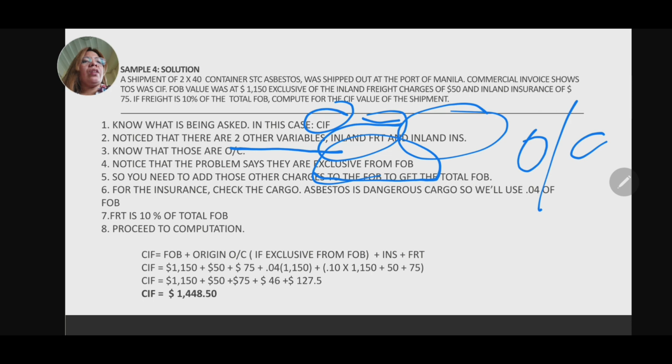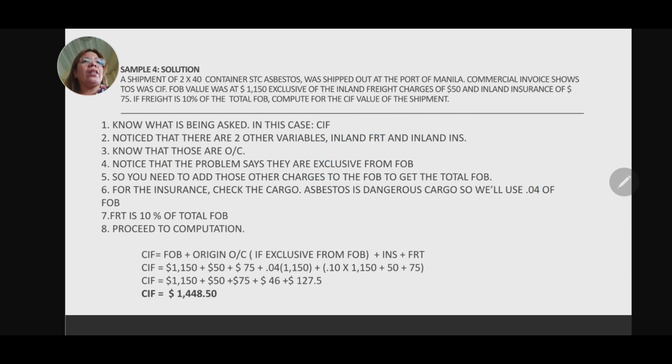Okay, so the first thing that we need to do is to add those other charges to the FOB to get our total FOB value. In this case, our formula will be FOB plus origin other charges plus insurance plus freight. This problem only has this solution because it says here that these other charges are exclusive, or they are not included.